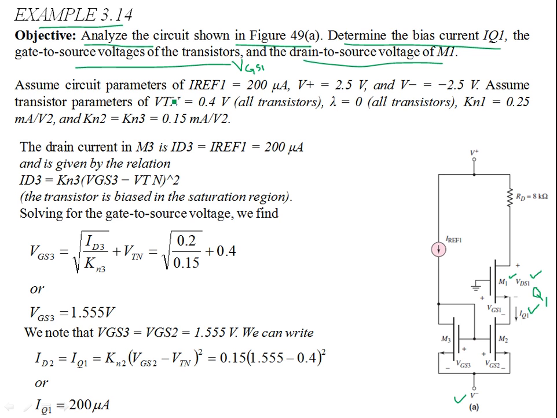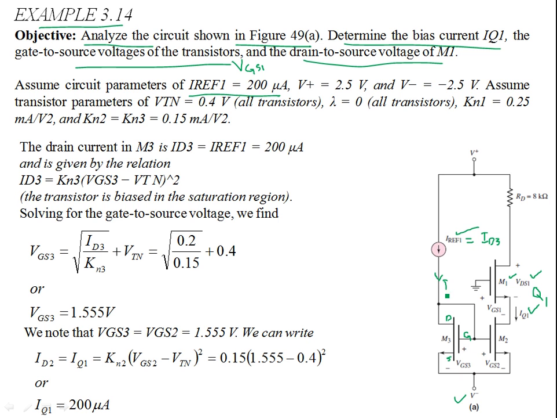The given parameters are: we're given the reference current, that's 200 microamps. You must notice over here this reference current IRF1 is also equal to ID3, because this is the current source which is connected in series with the drain of the transistor M3. This is the source, and this is the gate which is connected to the second transistor M2. So this is also the drain current, ID3.